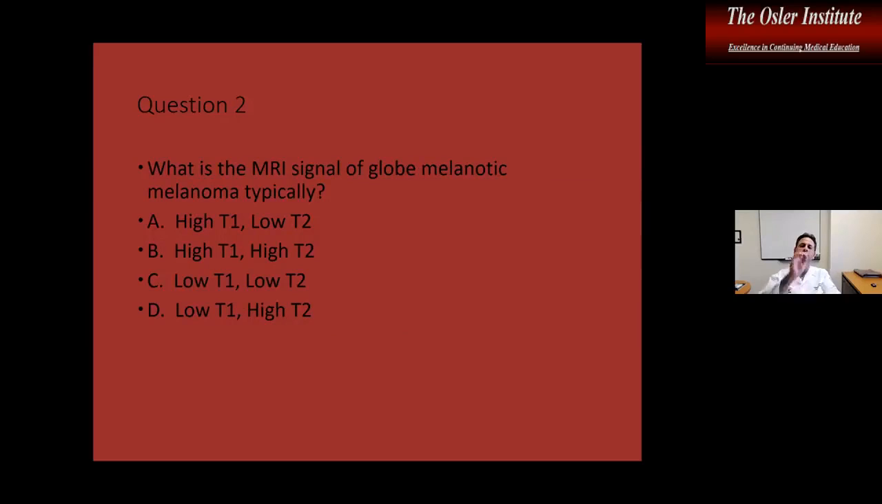Okay, so let's see. So this one is always hard to remember. So what is the MRI signal of melanotic melanoma of the globe typically? So you remember the amelanotic one was sort of intermediate in T1 and T2, but the true melanoma was something in T1 and something in T2. So does anyone remember? Was it high in T1 or low in T1? Okay. Well, anyway, if you remember, it was high in T1 and low in T2.